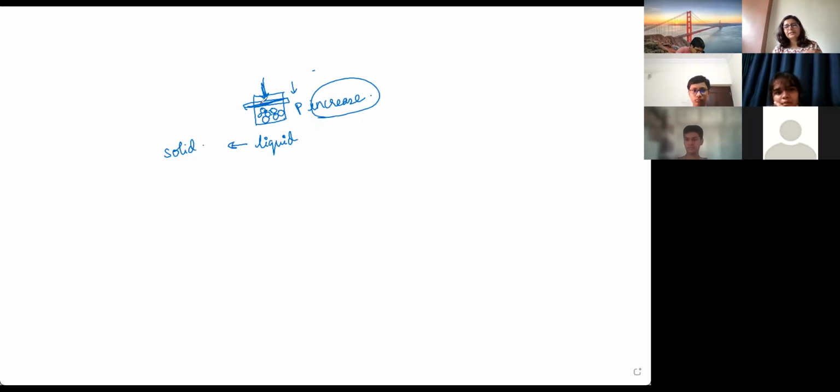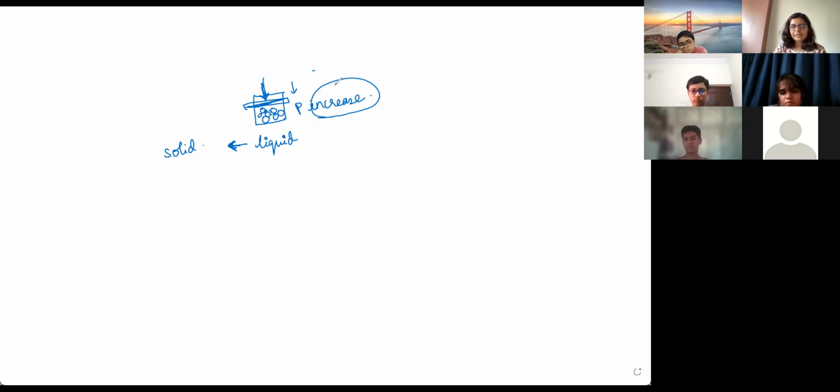Liquid cannot be compressed easily, but if you're applying so much force, if you're increasing the pressure so much, it's going to turn into a solid. You need to spend a lot of energy in order to increase the pressure on it.